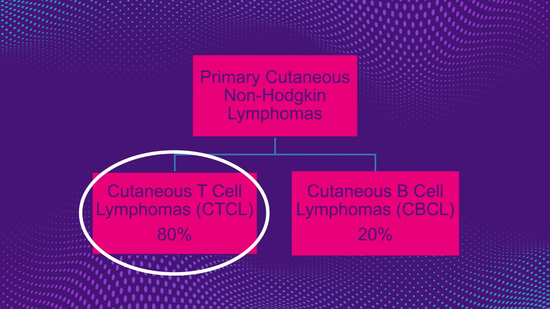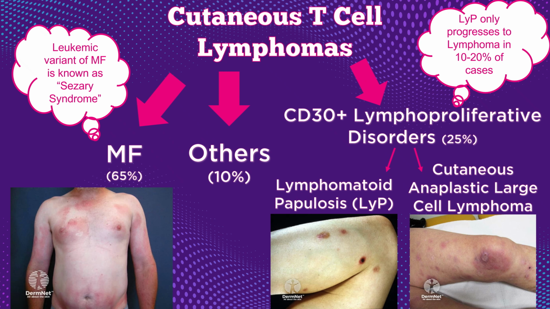For these primary cutaneous non-Hodgkin's lymphomas which start in the skin, 80% are cutaneous T-cell lymphomas, also known as CTCL, whereas 20% of cases are cutaneous B-cell lymphomas that we also call CBCL. So forget CBCLs for now, as we may discuss it in a different episode, but let's focus on CTCL, or cutaneous T-cell lymphomas. There are several types of CTCL, so consider it an umbrella term.